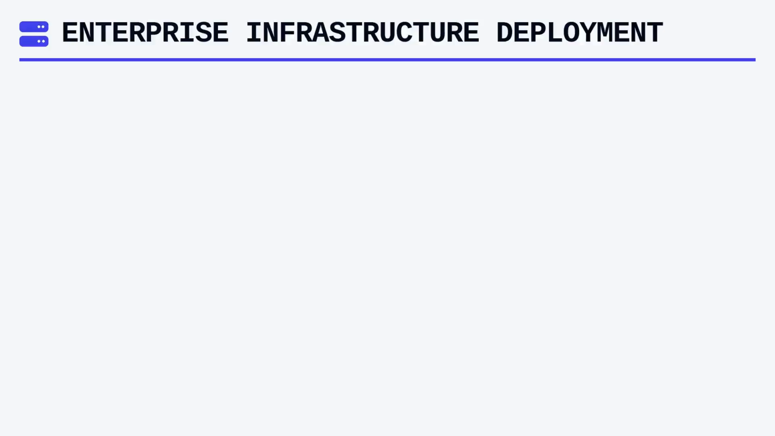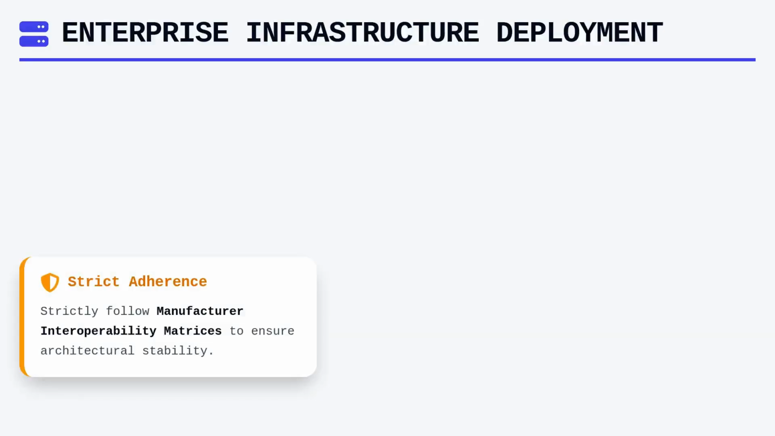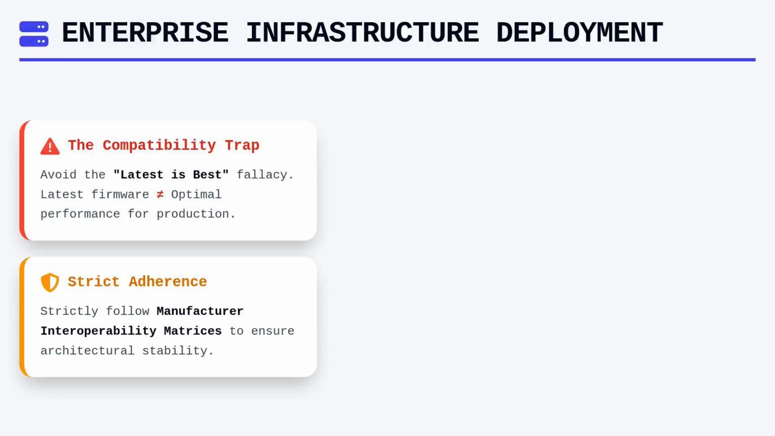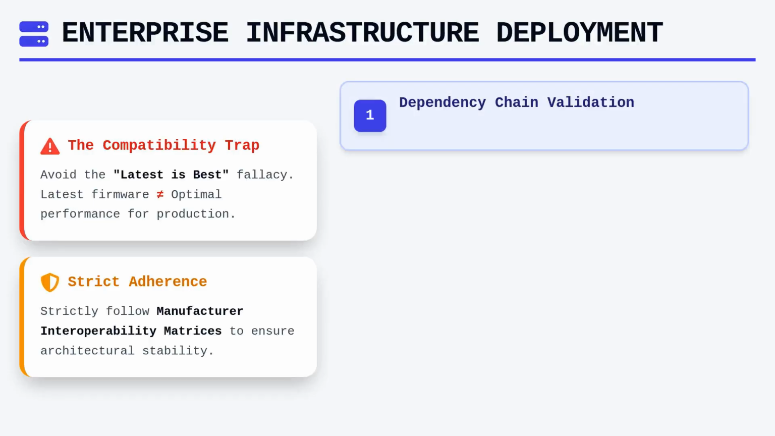Architectural constraints and hardware compatibility necessitate a strict adherence to interoperability matrices provided by manufacturers. It is a common mistake to assume that the latest firmware version is always the optimal choice for a specific production workload. Instead, perform thorough validation of the dependency chain, ensuring that the BIOS, iLO, and peripheral firmware are compatible with the specific OS kernel and container runtime you are deploying.